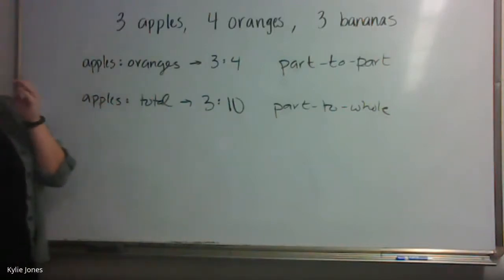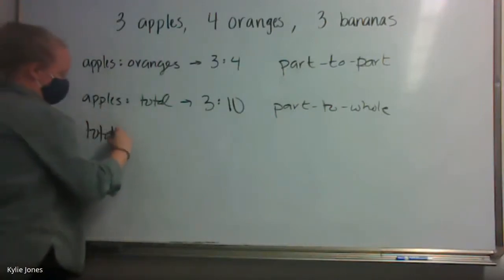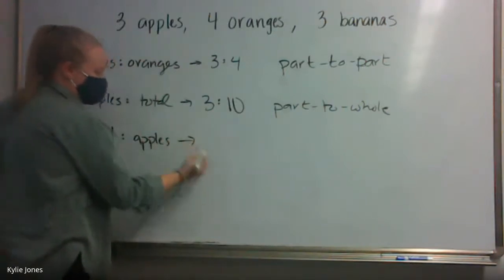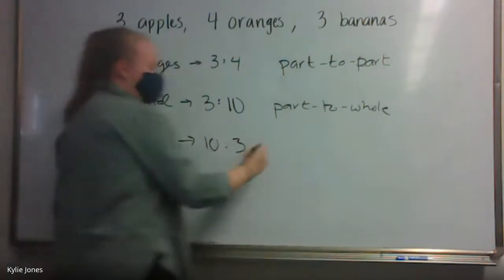What's the last one? Whole to part? Is it the opposite? So the opposite would be like saying the total amount to the amount of apples, which would flip this to be 10 first to 3, and that one would be whole to part.